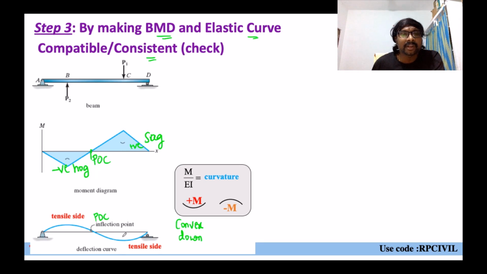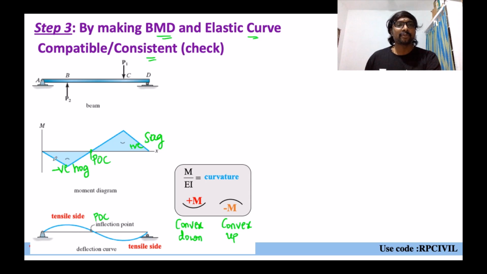Sagging or positive moment means convexity downward, concavity upwards. Whenever negative moment is there, negative moment means hogging moment. Whenever this hogging moment is there, the deflection will be like this, means convexity will be upward, concavity downward. Simply what you can remember? For the bending moment diagram, if you are drawing upward, deflection will be downward. If you are drawing downward, deflection will be upward. Like that we can check.